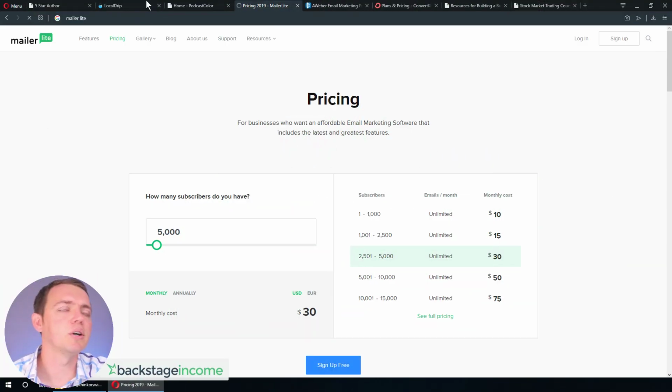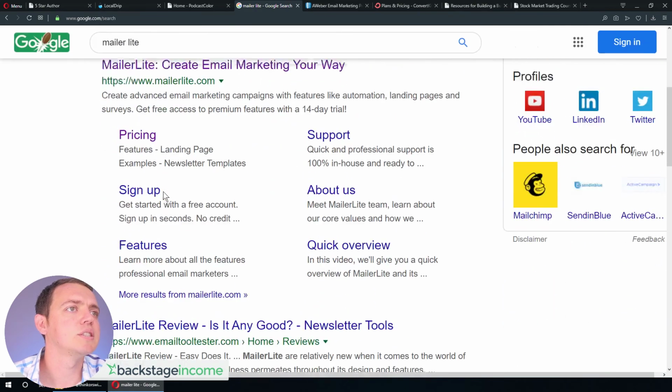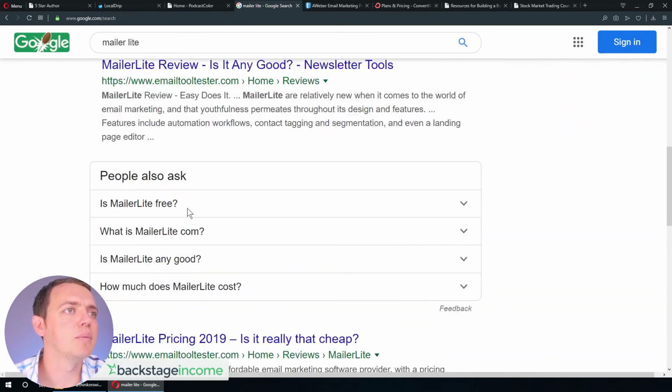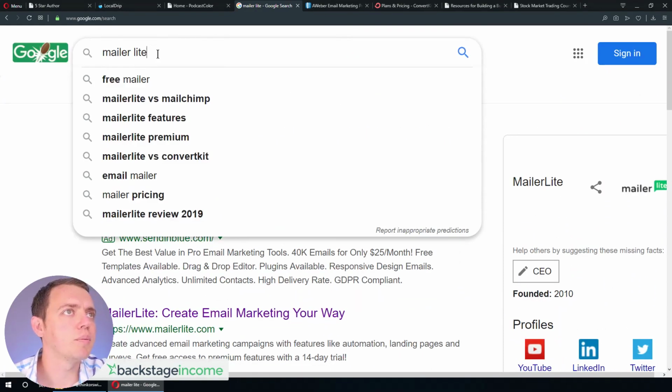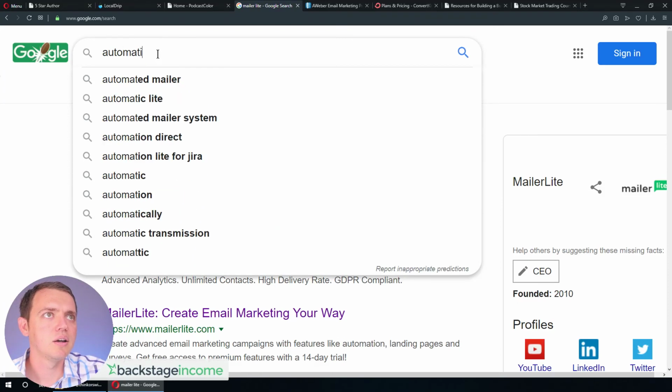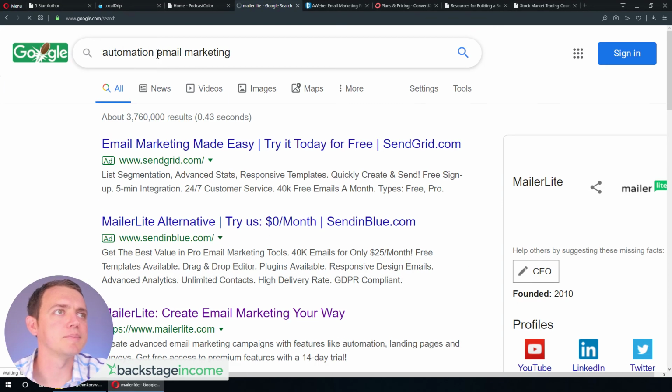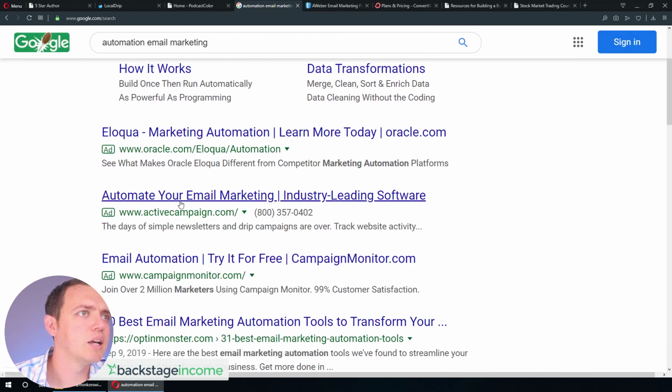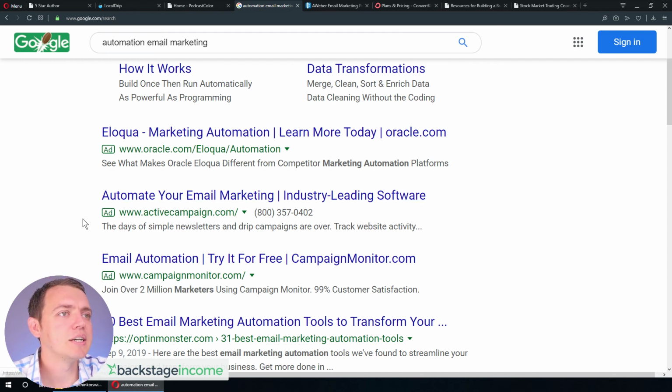Let's see, MailerLite, we go ahead and search. Who was the other platform to review? Automation email marketing. There was ActiveCampaign, which also ironically didn't want me in their system because of the stock trading and investing; they didn't like that kind of stuff, even though some people in my industry already used it, which was ironic.